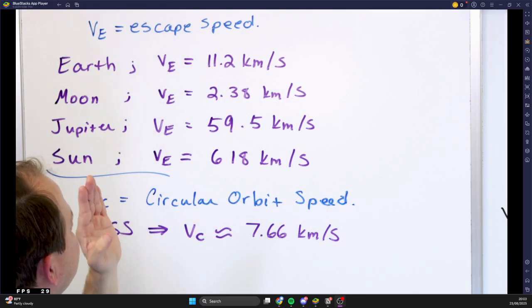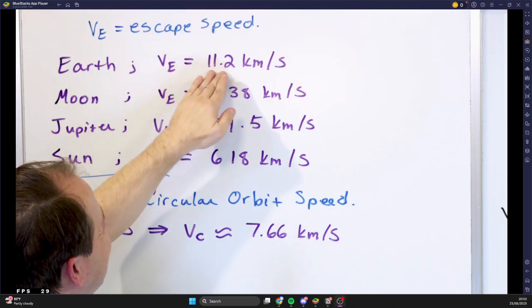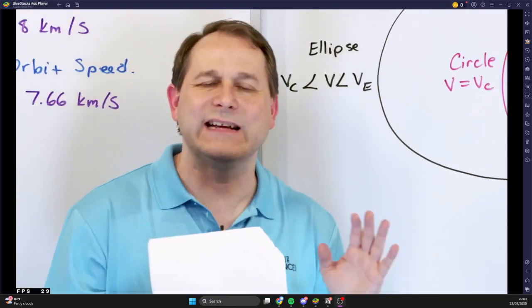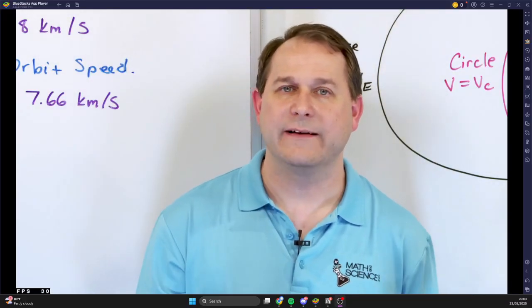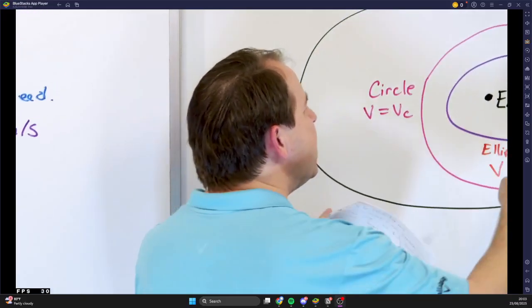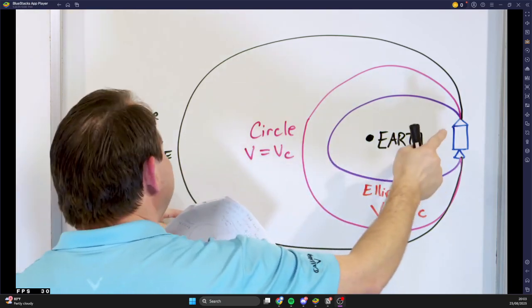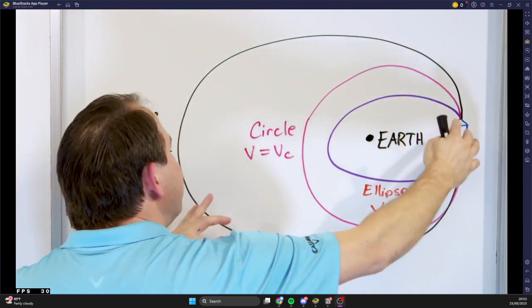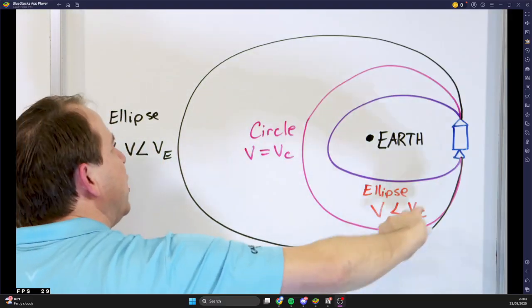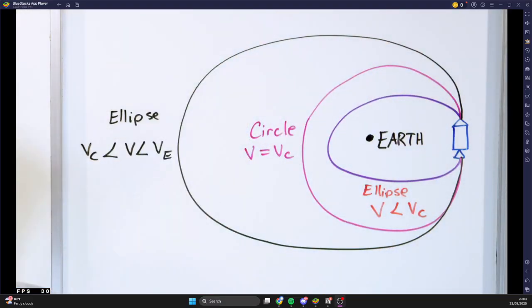But what happens if I give my ship exactly 11.2 kilometers per second? What's going to happen if I give it exactly equal to the escape velocity? You can imagine giving more and more speed. Let's say I give more speed than the black, then it's going to be a larger ellipse. I give more speed than that one. It's going to get even a larger and a larger and a larger ellipse. Eventually, I'm going to get exactly equal to the escape speed.